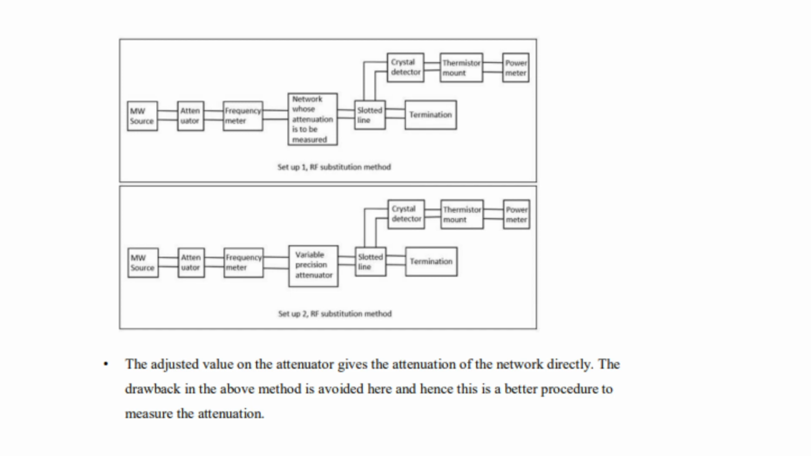The adjusted value on the attenuator gives the attenuation of the network directly. So the drawback in the above method is avoided here, and hence this is the better procedure to measure the attenuation. The substitution method setup 1 and setup 2 are shown in this figure.